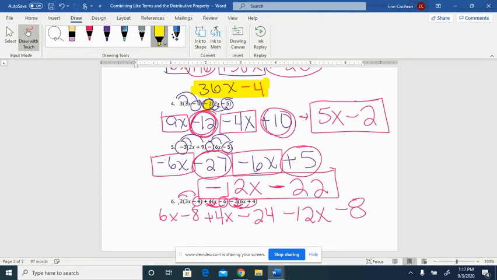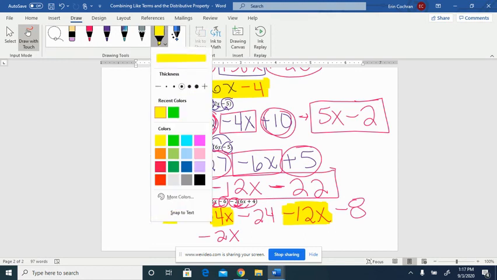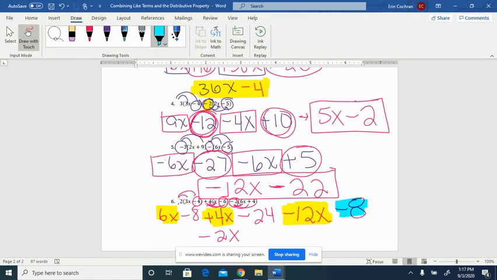Now we need to go through, do we have like terms? Yes, I see a positive 6x, a positive 4x, and a negative 12x. So we can go ahead and combine all these at one time. So 6 plus 4 is 10. 10 minus 12 is negative 2x. All right, and then let's look at the negative 8, the negative 24, and the negative 8. So we can go ahead and combine those at the same time. So a negative 8 and a negative 24, negative 32. Negative 32 and negative 8 is a negative 40, so we'll put minus 40. These are not like terms, so this would be our final answer.